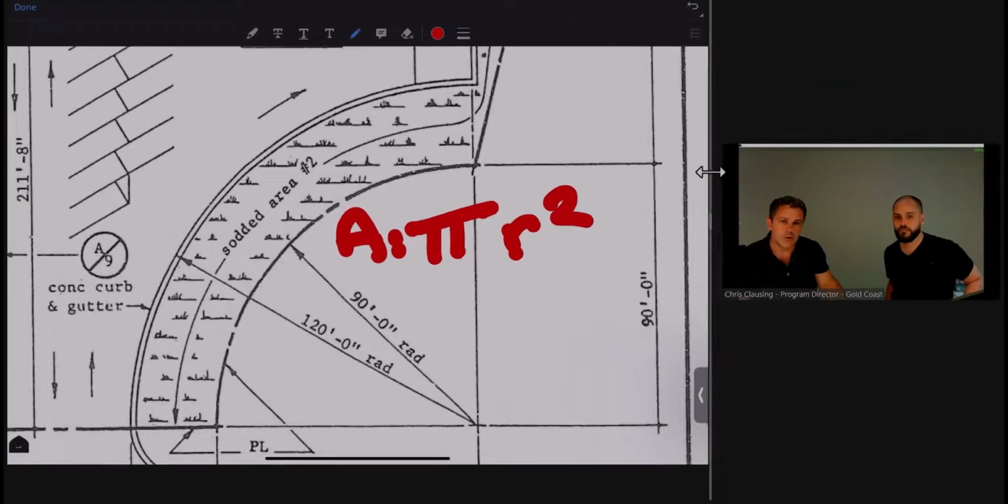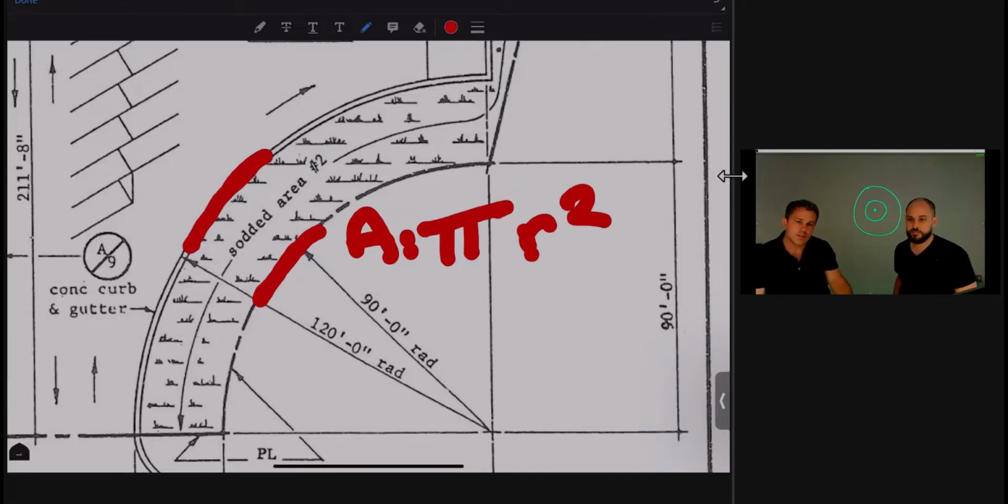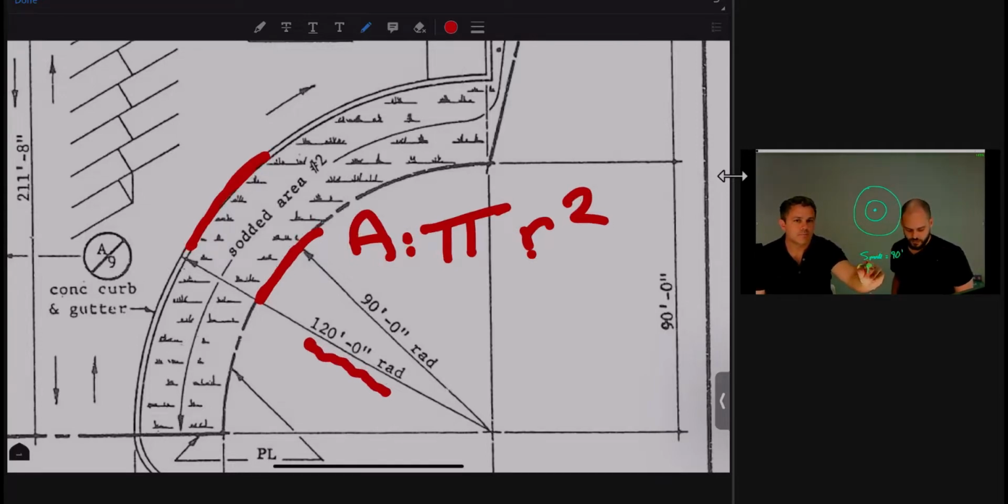Perfect. So just so they can see, we have two circles. We have our smaller circle and we have our bigger circle. We still have the same midpoint. Smaller here, larger here. And then it gives you the radiuses. So for the small, the radius was 90 feet. Yeah, that's right, 90 feet radius.